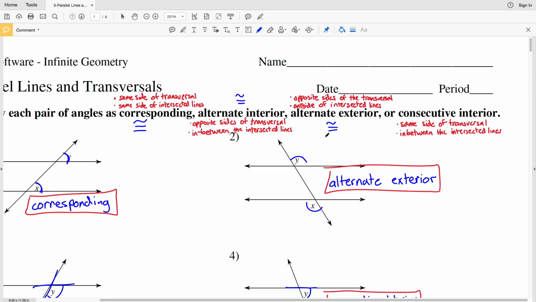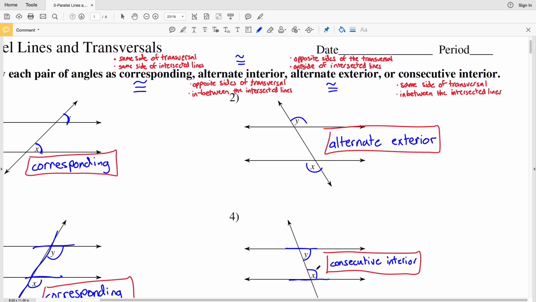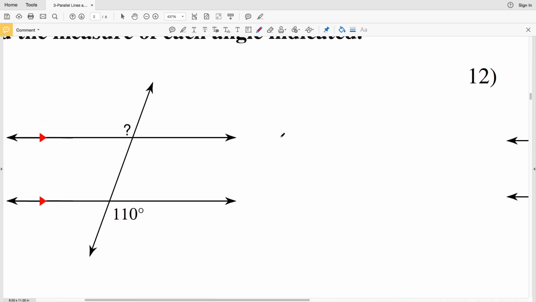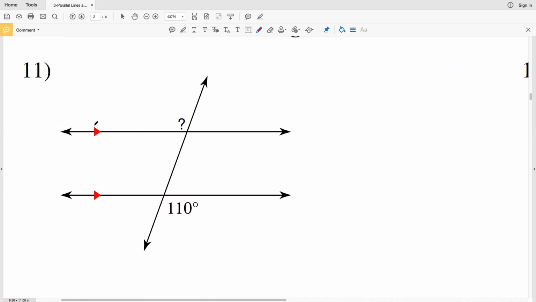However, consecutive interior angles, since they are on the same side of the transversal and both in between the intersected lines, you can see visually that they will not be congruent. However, they will add up, or sum, to 180 degrees. And these measurements are true if the intersected lines are parallel. So looking at number 11, you can see that the intersected lines are indeed parallel.